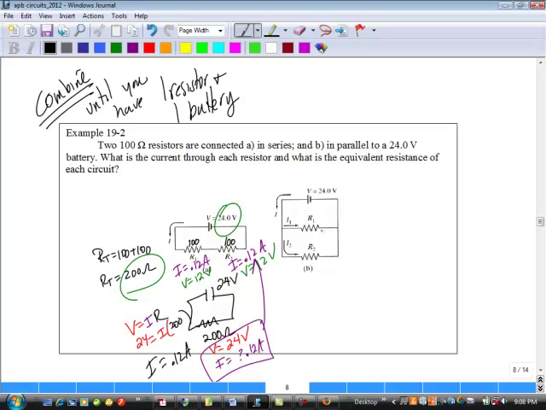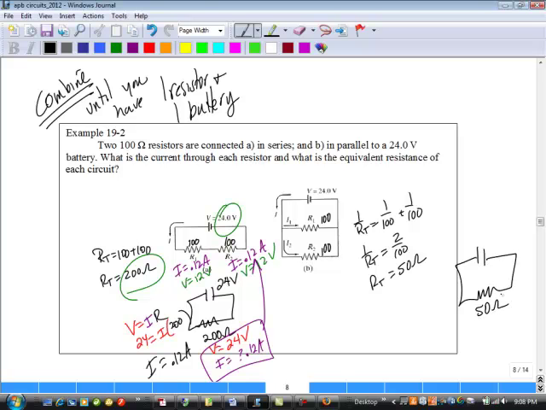As we have these guys in parallel, the first step is to calculate our R total. So that's going to be 1 over 100 plus 1 over 100, which is going to equal 2 over 100. When I flip it, that gives me 50 ohms. So my R total is going to be 50 ohms. The battery, of course, is still worth 24 volts. And how much current then is being produced in this circuit? As we do this math, we determine that current to be 0.48 amps.